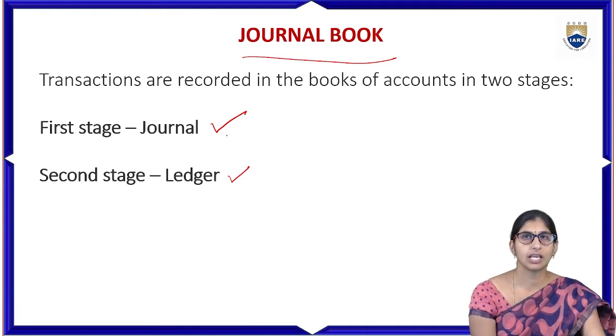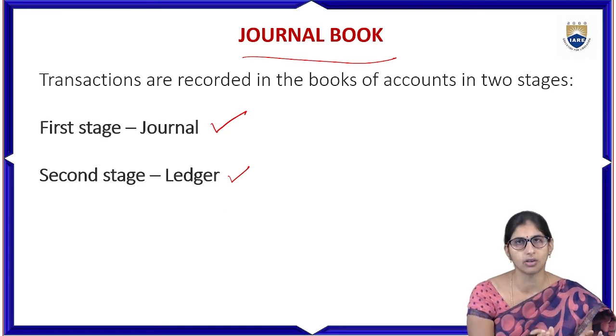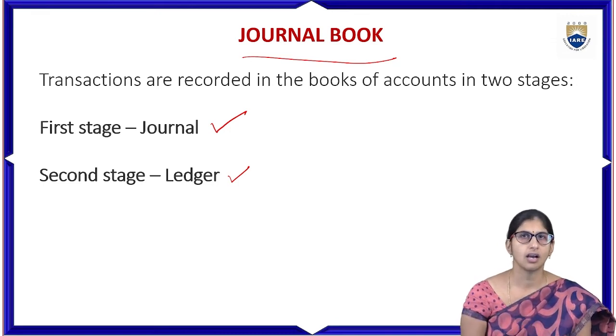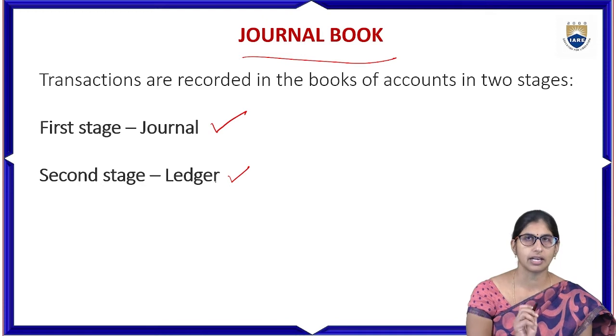First, the entries are made in the journal book, and those entries are then posted in ledger accounts, where we get to know the accurate amount of cash we have in hand, how many creditors are pending, how many debtors we have, what total sales and total purchases we have made in the business. This can be known just by making the ledger accounts.